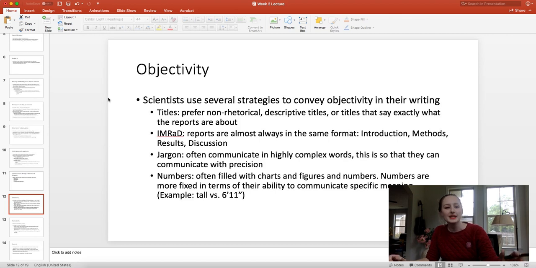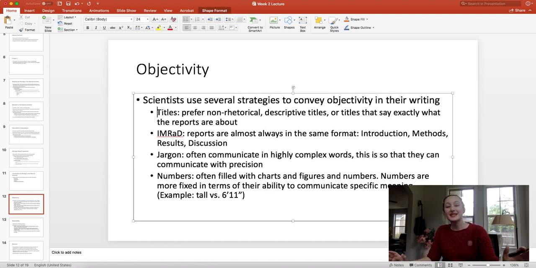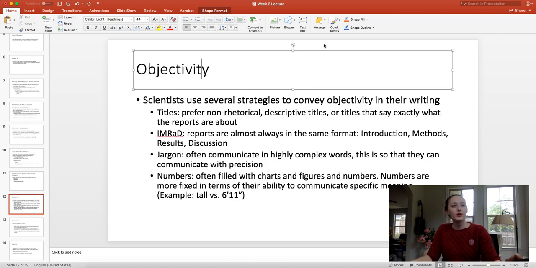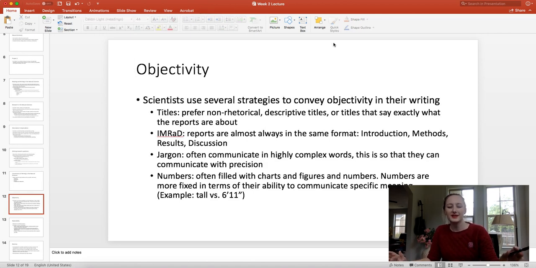So, objectivity. Scientists use a few strategies to convey objectivity in their writing to show that they are not biased. You'll see this in their titles. They prefer non-rhetorical, so like not playful titles. Their titles are usually descriptive. They say exactly what the report is about. So when you're looking at the title of a report in the natural sciences, it's not going to be clever. It's just going to tell you exactly what this experiment is and probably what the finding was too.